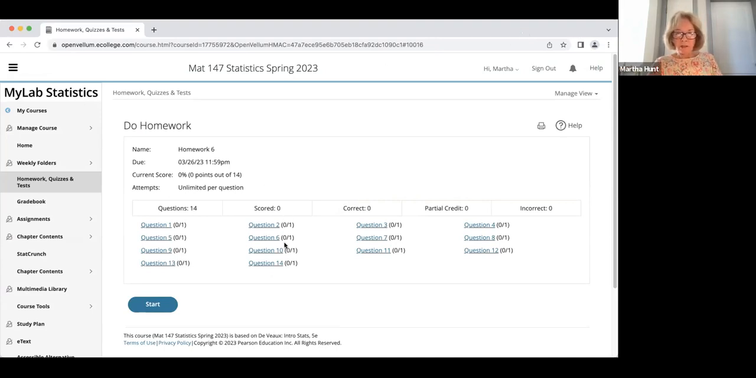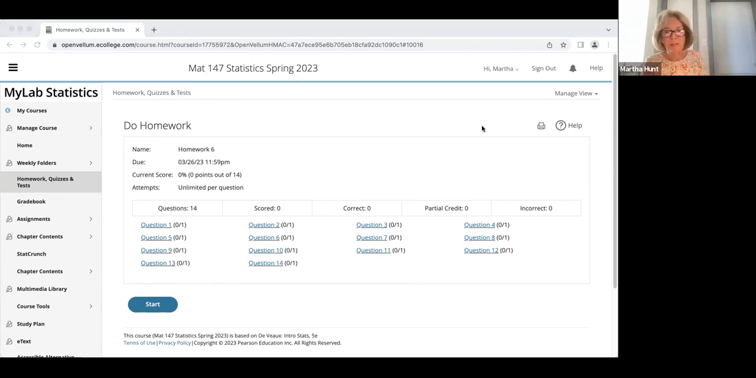Okay. There's the homework. There are 14 questions. So I've made an executive decision that we're not going to start with problems 1 and 2, because it involves taking a square root, and I do not want to spend all of this time bogged down in calculator mechanics. So we are going to start with problem 3.